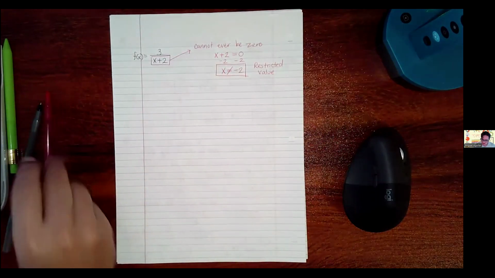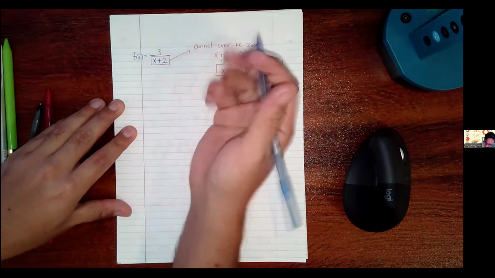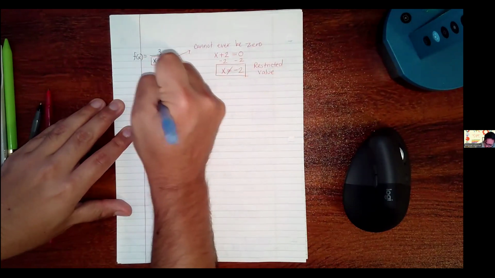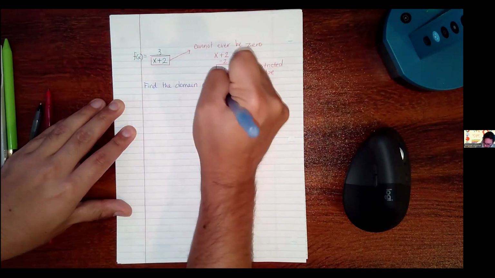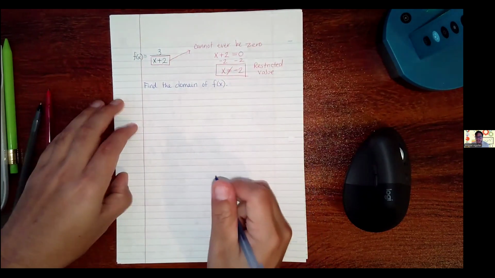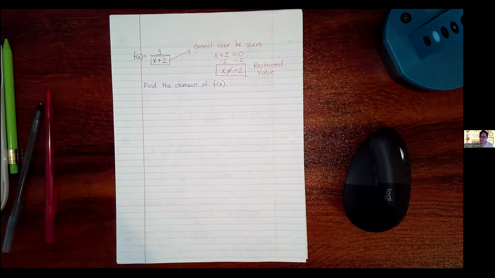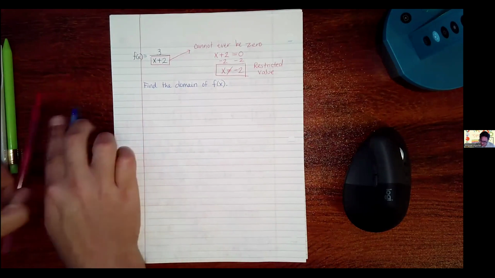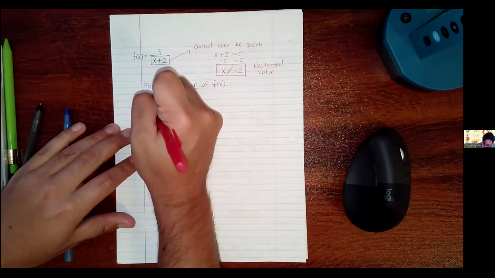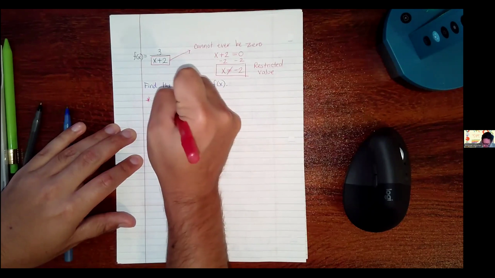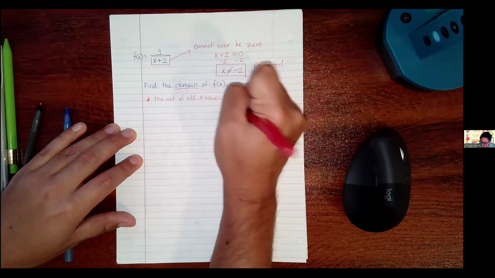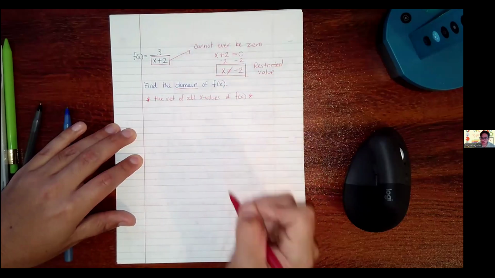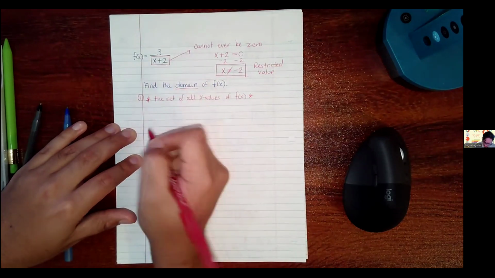Okay. Then you're going to run into some problems in ALEKS that are going to ask you to find the domain of your function. And this is going to be a natural piggyback off of finding the restricted value. So usually when we define the domain, back in the day, we said it is the set of all the x values of the function f of x, right?